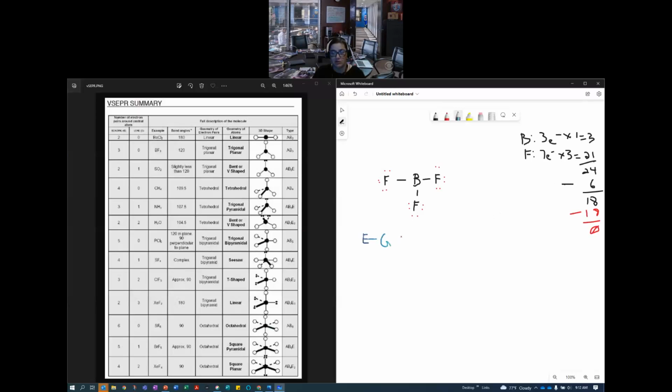Sorry, that's a really ugly one. Electron geometry is trigonal planar. This is a fun pattern. And my molecular geometry is going to be exactly the same because there are no lone pairs. I'm not going to write that again, I'm just going to put an arrow there. If they ask me about my bond angles on this particular molecule, based on my table right here, I'm looking at 120 degrees.